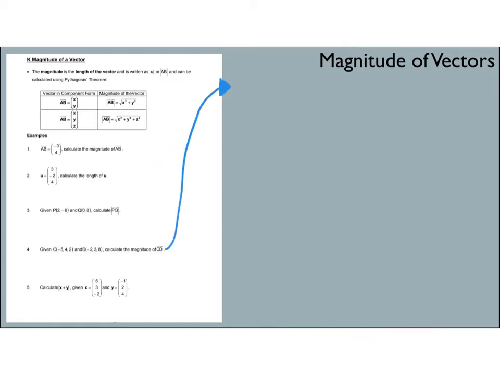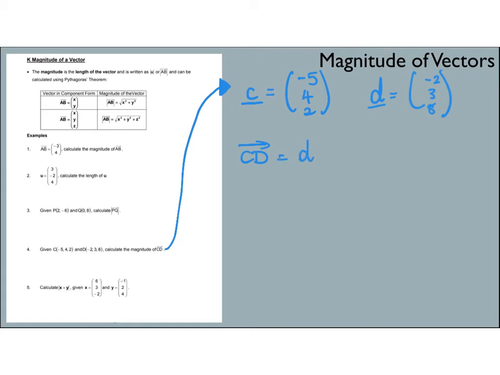Okay, number 4. It's the same idea again, but it's 3-dimensional this time. So position vector C is going to be minus 5, 4 and 2. And position vector for D, minus 2, 3 and 8. Okay, so it says find the magnitude for C to D.